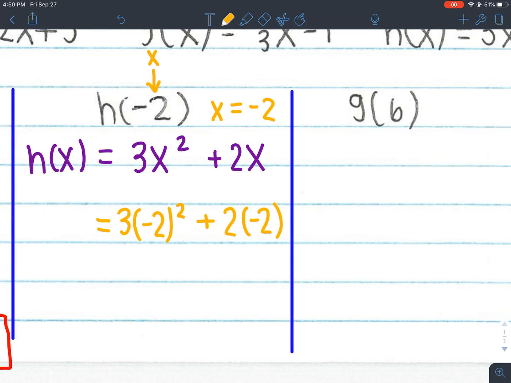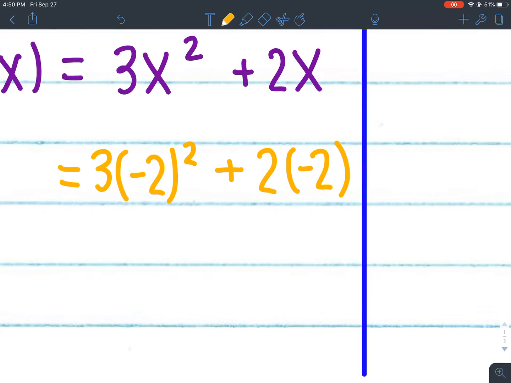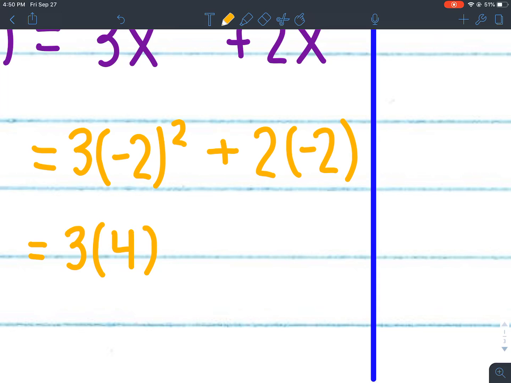So if you look, the only difference is that instead of the x's, I now have numbers in for them. The next step is to simplify. You always want to do PEMDAS. It says parentheses first. Well, there's nothing inside these parentheses I can simplify. So the next step is exponents. I have one exponent, so I'm going to do 3 times negative 2 squared, which is positive 4, because negative 2 times negative 2 is a positive 4. And then I also have 2 times negative 2, which gives me a negative 4.